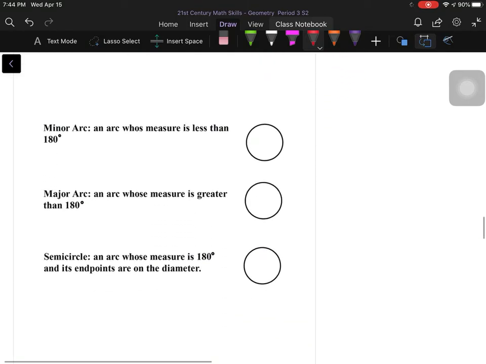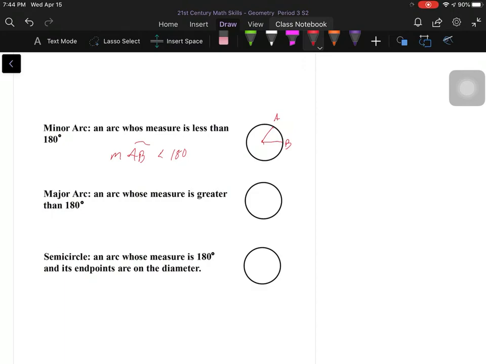Okay, we have three types of arcs. We have a minor arc. A minor arc is less than 180 degrees. Whoops, I gotta turn my shaper off. There we go. So that would be arc AB. So the measure has to be less than 180.